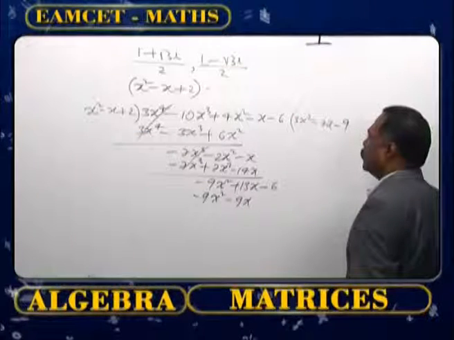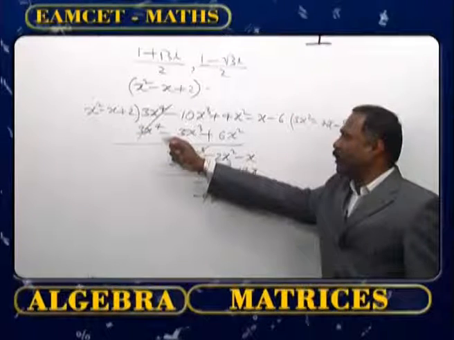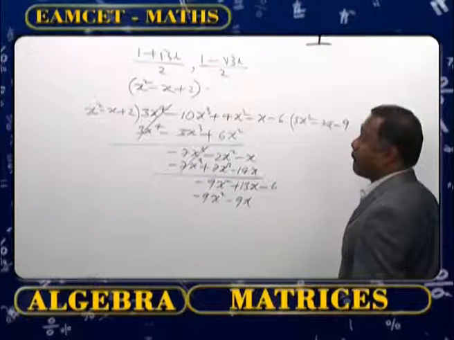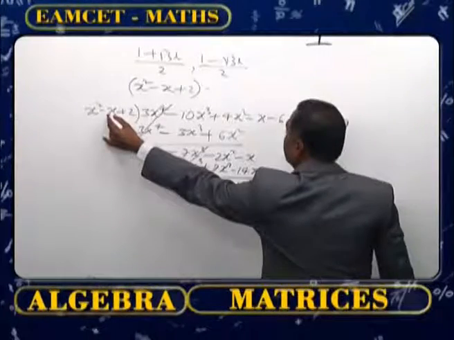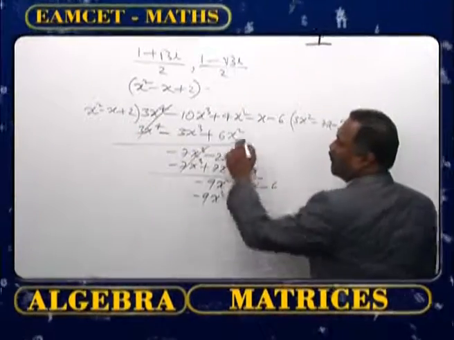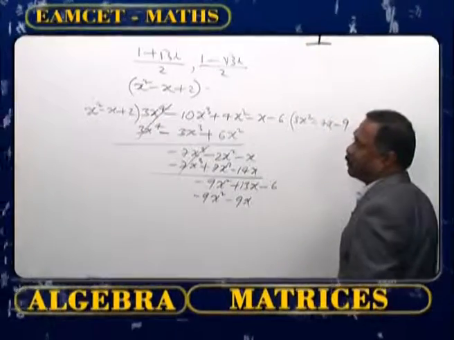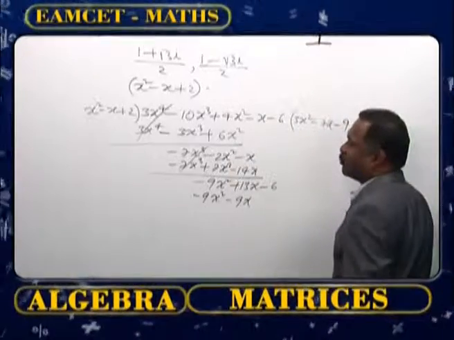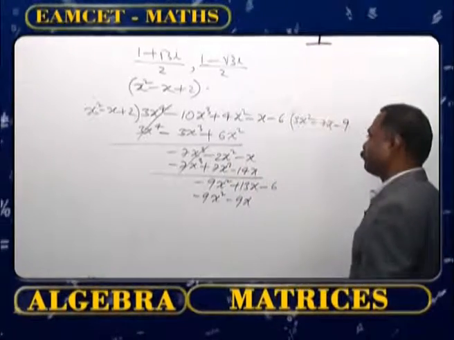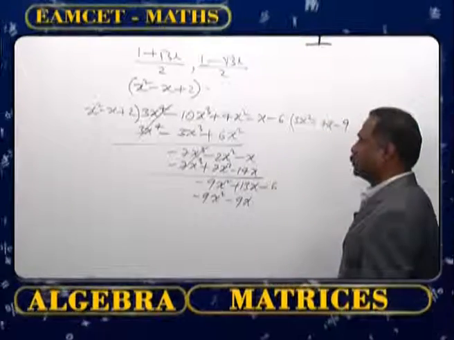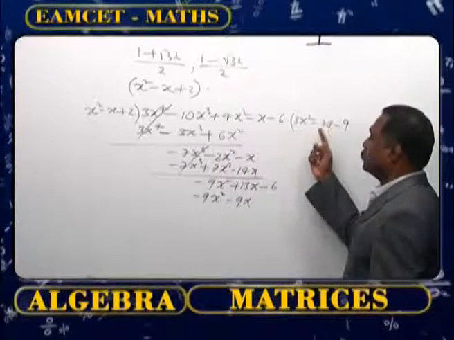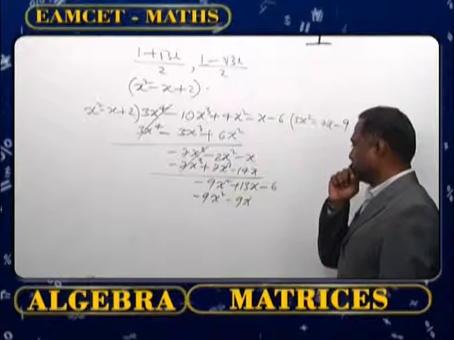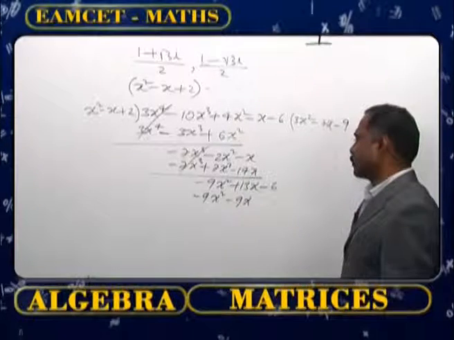So 3x square into x square, 3x power 4, and 3x square into minus x, minus 3x cube, correct only, plus 6x square. Subtracted, and minus 7x cube, it is minus 2x square minus x. So if you subtract this, you are getting minus 9x square and plus 13x minus 6.